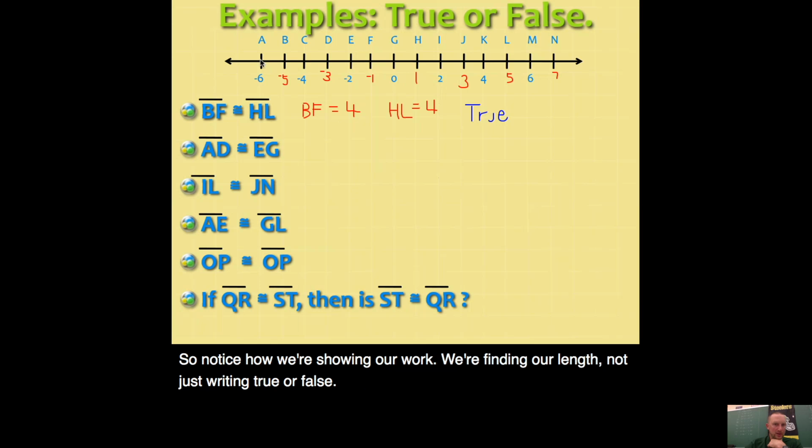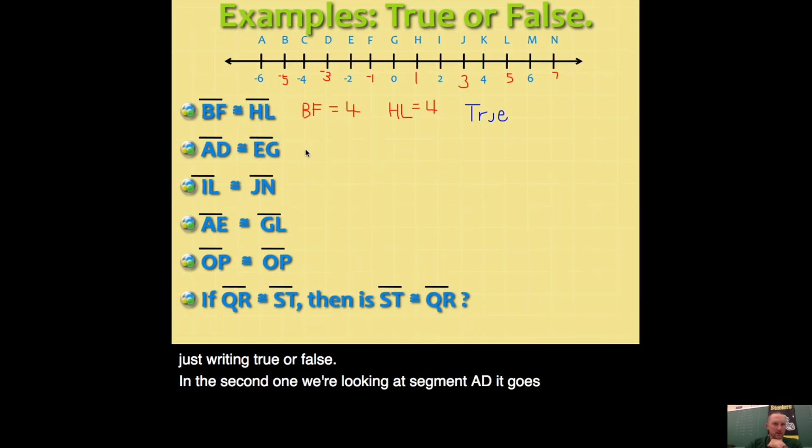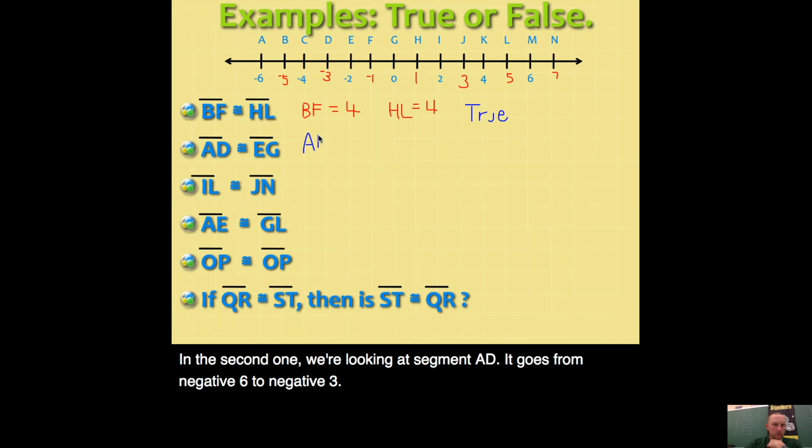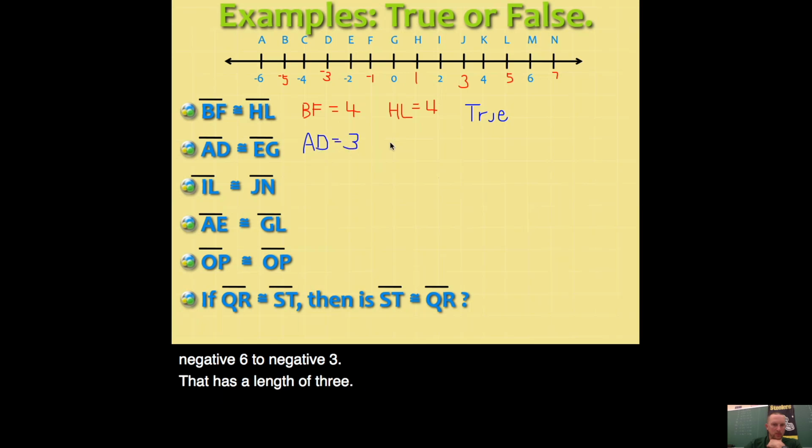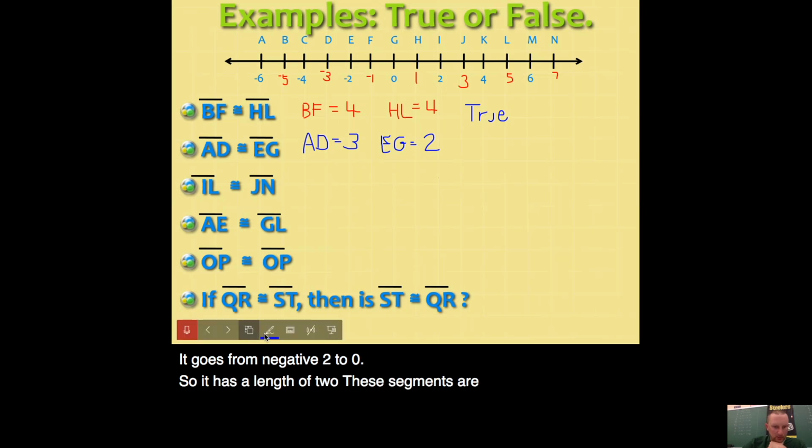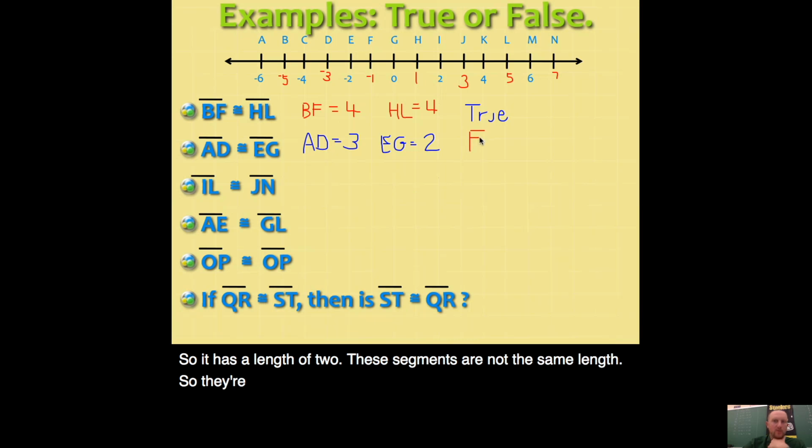In the second one, we're looking at segment AD. It goes from -6 to -3. That has a length of 3. You need to compare that with segment EG. How long is segment EG? It goes from -2 to 0. So it has a length of 2. These segments are not the same length. So they're not congruent. I'll just put an F there for false.